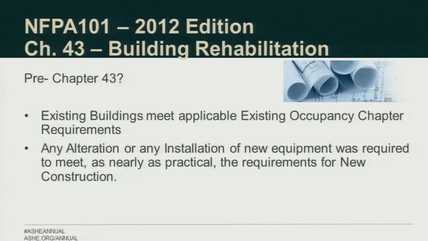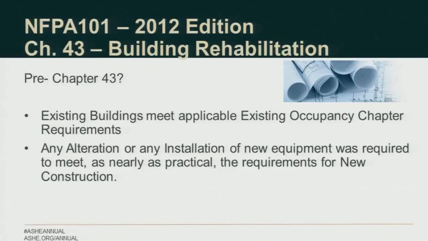So what did we do prior to Chapter 43? When you were doing a project, whatever you were doing, you had to meet the requirements for new construction for the applicable occupancy chapter. The existing building was supposed to already comply with the existing chapters, and if you needed renovations, those would comply with the new. So that was what we did.